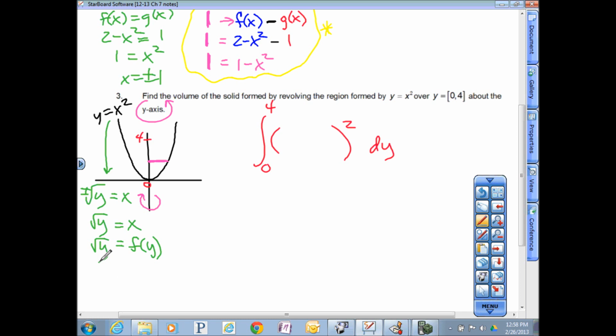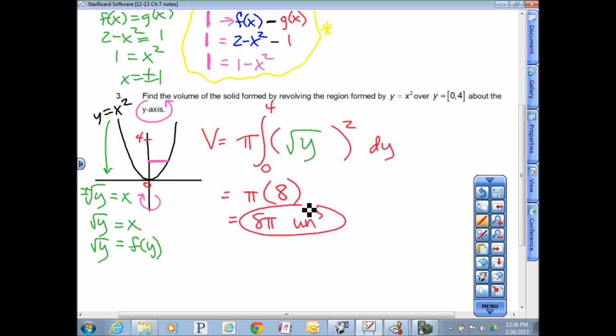Whenever you get y alone, you have a function of x. Whenever you get x alone, you have a function of y. Root y, don't forget the pi in front. Now if I take that thing and I punch it in my calculator, I'm going to end up with a pi multiplied by an 8. 8 pi cubic units. So that's called disk method, and it might take us a little while to get used to that, but we're going to keep trying.